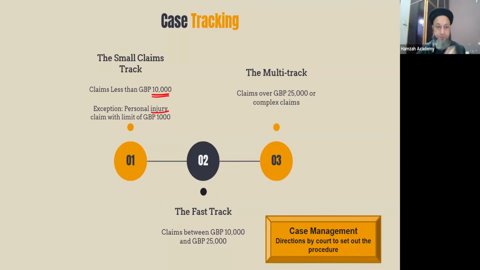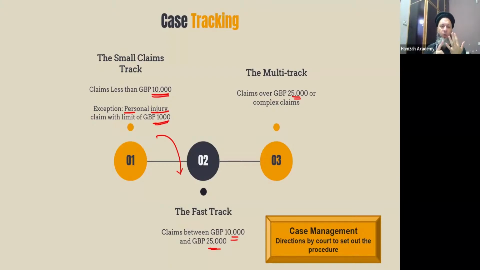So in personal injury cases, when somebody hits somebody, the small claims track is limited to 1,000 pounds. After that, if it is a personal injury case, it goes to the fast track. Fast track claims are between 10,000 pounds and 25,000 pounds, and above that goes to the multi-track system. So for this, no further details are required. You just need to remember this for the MCQ. And usually, this is a 1 mark MCQ from this area.